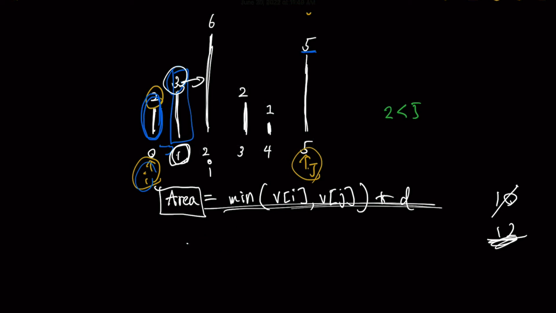And we have 6 and 5. Min of 6 or 5, times the distance, which is 5 minus 2, which is 3. So we are getting 15. So we're gonna update to 15. And now, which one is smaller? 5 is smaller, so we're gonna move J to right here.